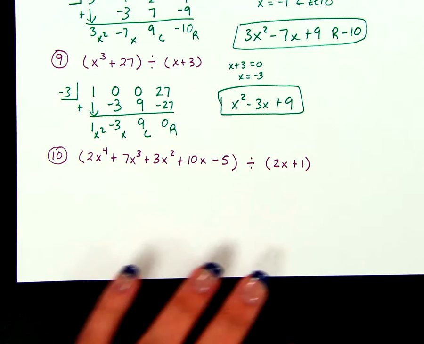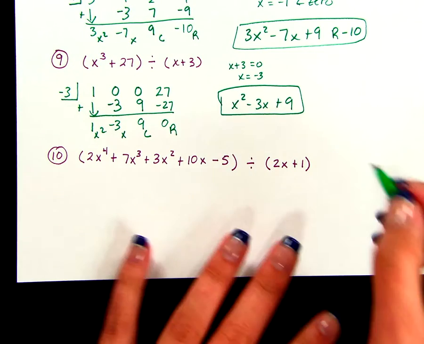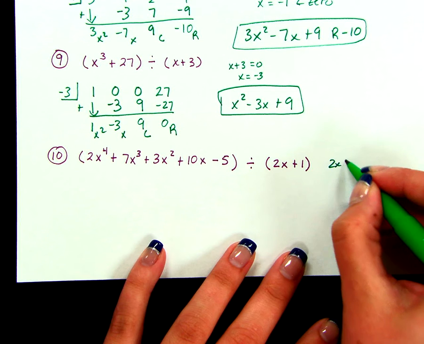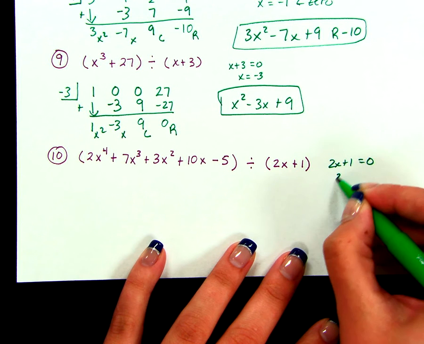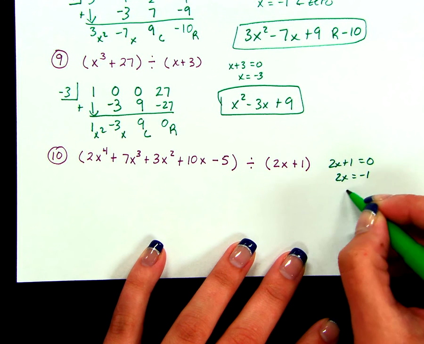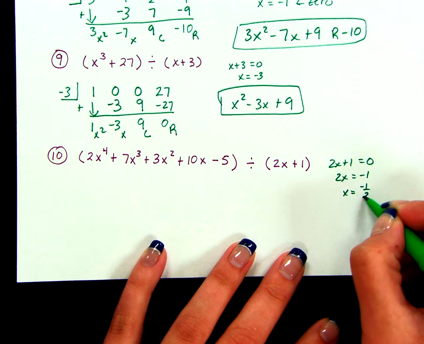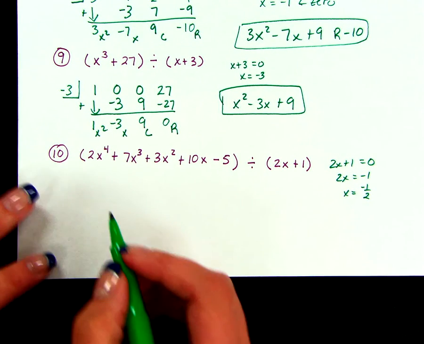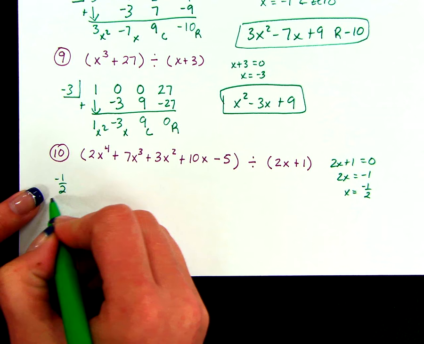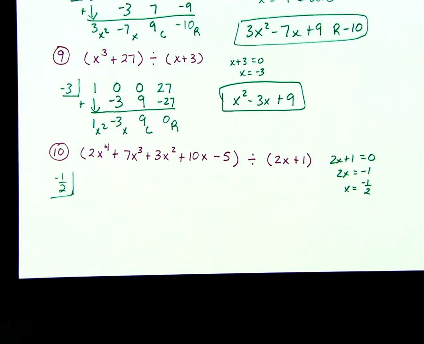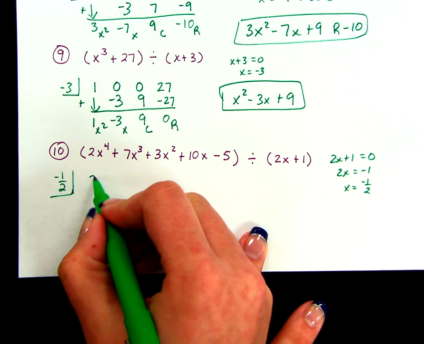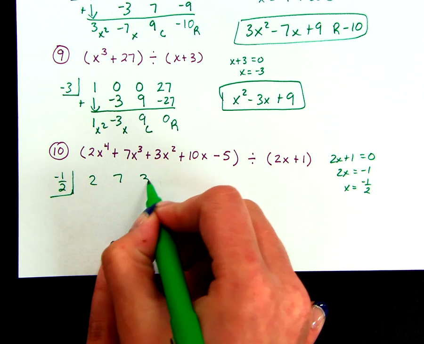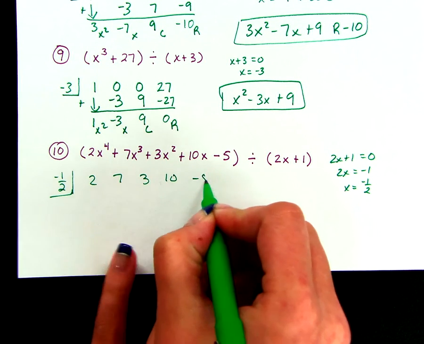All right, last example using synthetic division. So again, I'm going to start by finding my 0, so 2x plus 1 equals 0. We would subtract the 1, and then we have to divide by 2. So this time our 0 is a fraction, so sometimes that happens, and that's okay. So we would have negative 1/2 in our little half box. Writing out the coefficients. Again, we need a 0 placeholder if a term is missing. So 2, 7, 3, 10, negative 5.